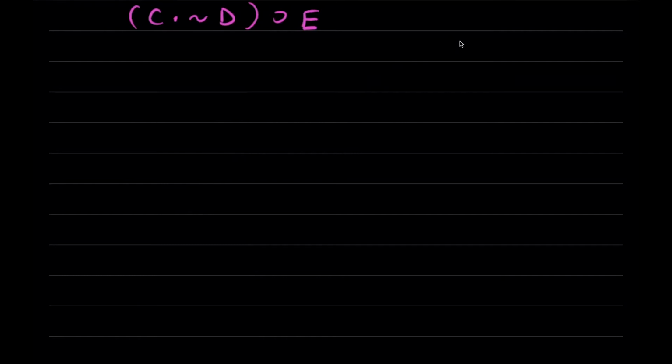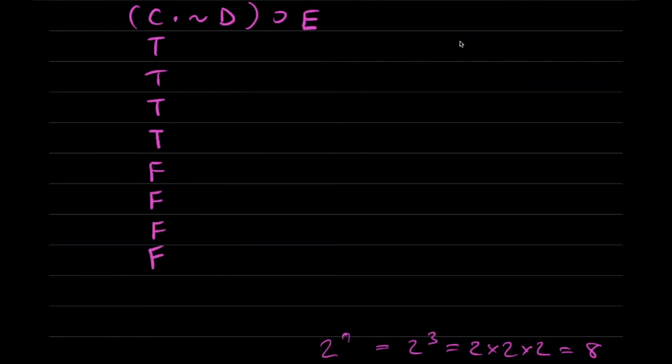And if you remember, the number of rows is going to be 2 to the n, where n is the number of types of simple statements you've got. So in this case, that'll be 2 to the third, or 2 times 2 times 2, or 8 rows. To start building the truth table, you go under the first letter, and if you know you're going to have 8 rows, you take half of those and set them to true. So we're going to have true, true, true, true, false, false, false, false.